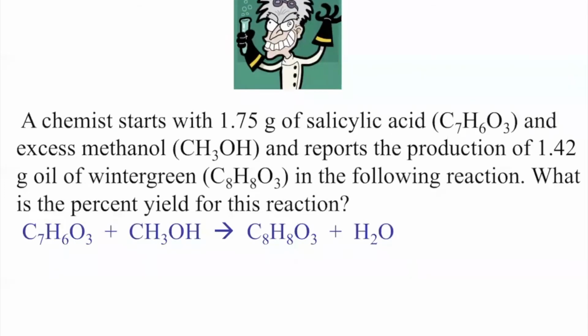Notice that in this case, you are starting with 1.75 grams of salicylic acid and you have excess methanol. So in the case that this is methanol, this is excess, it is already telling you this is the limiting reactant because you have excess of methanol. So now what they're saying is that it reports the production. So this will be your actual yield.